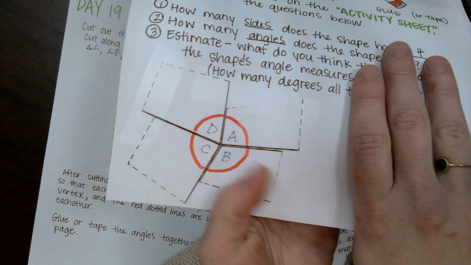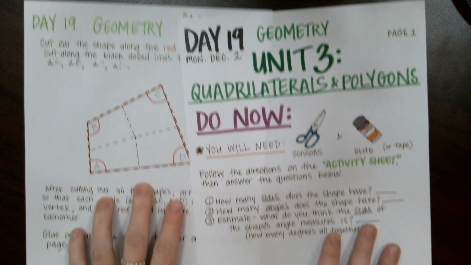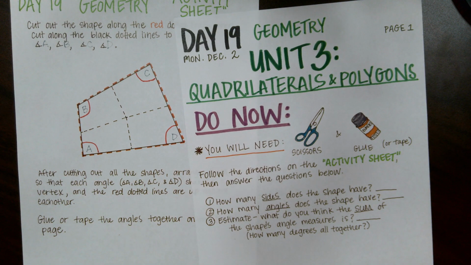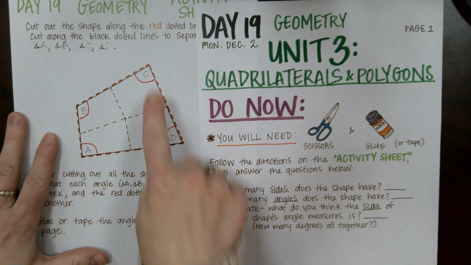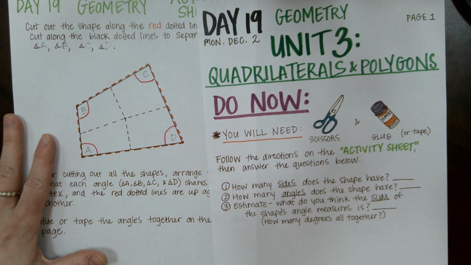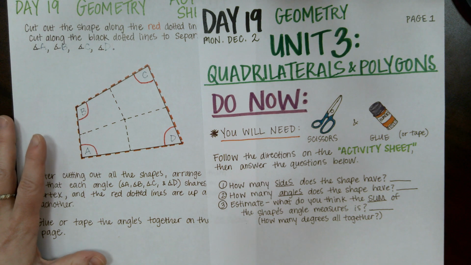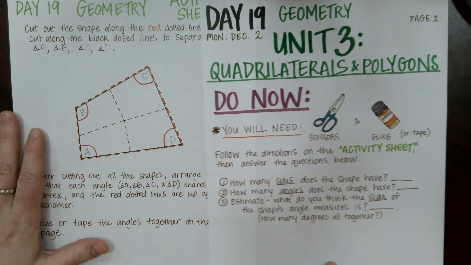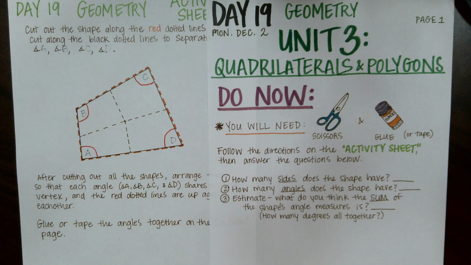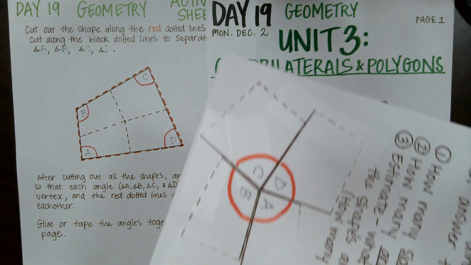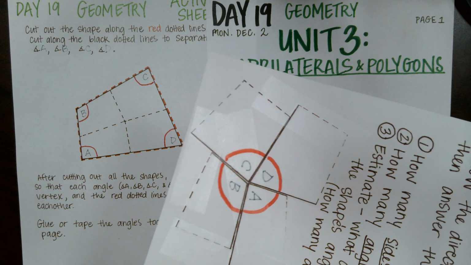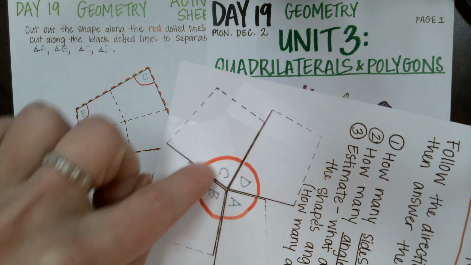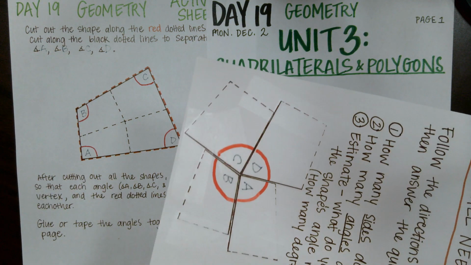All the angles together form this shape here. So let's now talk about the questions that I put on the do now page. Looking at the original shape here, how many sides does that original shape have? Four sides. How many angles does it have? Four. Exactly. So once you put those angles together, are you able to estimate how many degrees these four angles probably add up to?